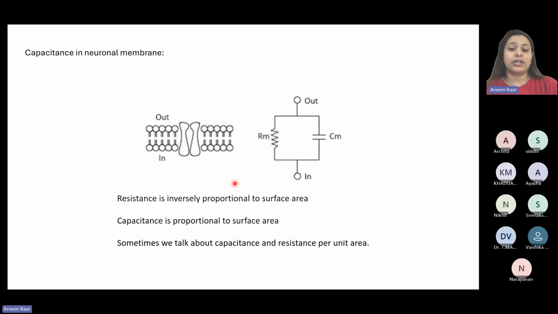Then capacitance is going to be proportional to the surface area. The more the surface area, for example, if I have this big of a capacitor, it can store more charge. If I have only this big of a capacitor, it can store only charge corresponding to this much area, right? So that is going to vary. Sometimes we talk about capacitance and resistance per unit area.